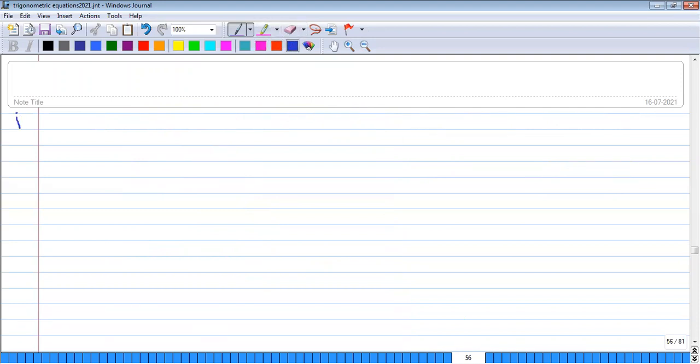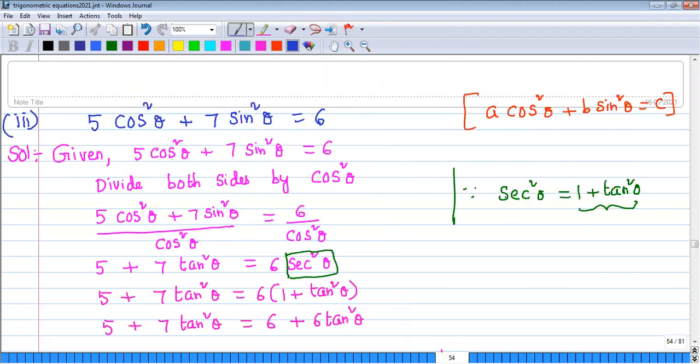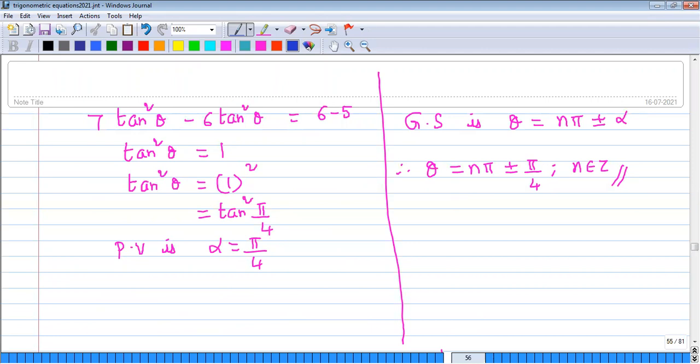Fourth question. 3 sin x to the power of 4 plus cos x to the power of 4 equals to 1. Right. But see, you are not allowed to apply this method because only square is there. Then you can divide by cos square theta. But it needs to be done in another manner.